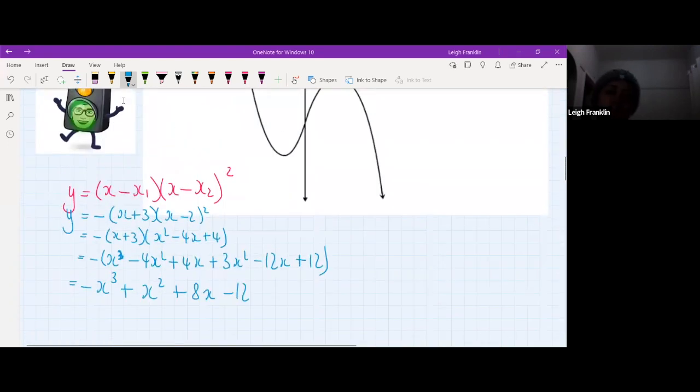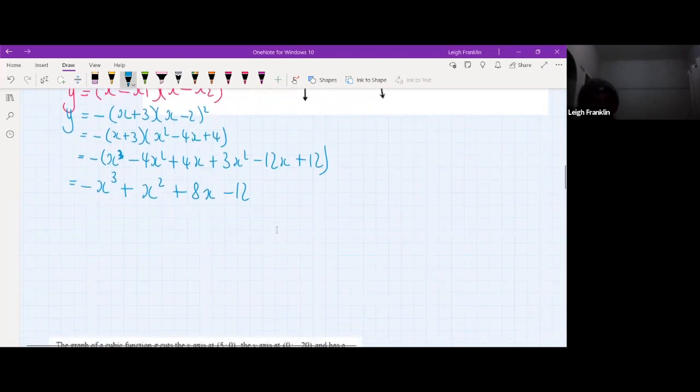Sometimes, yes, if they've given you a diagram, then it's obviously easy for you to tell. But if they don't tell you, you must always work out what the value of a is. That's really, really important. You have to work out the value of a. Don't make an assumption that it's 1 or -1 or whatever the case is. You have to absolutely calculate it.